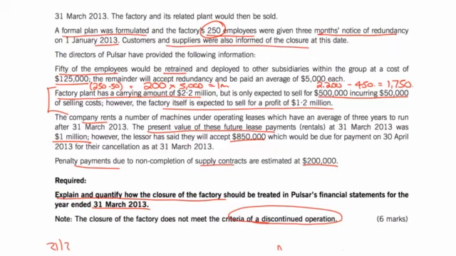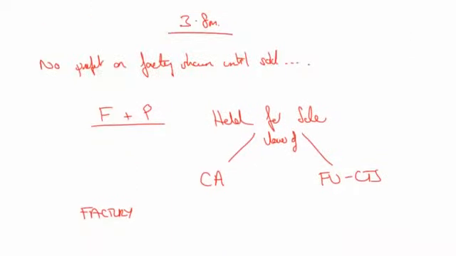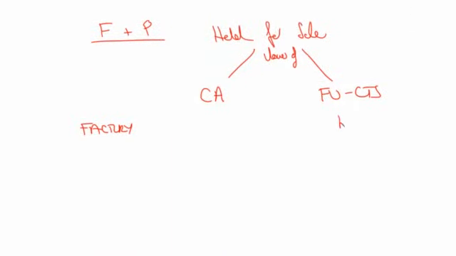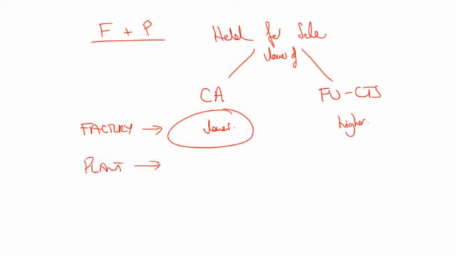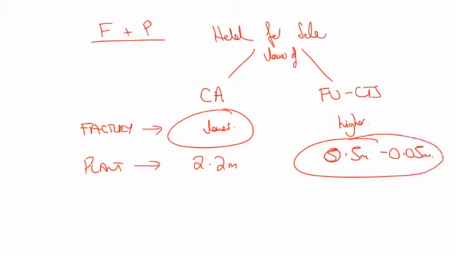So for the factory, the carrying amount is somewhere. The factory is expected to sell for a profit of 1.2 million. So if it's going to sell for a profit, this must be higher than this. So the factory will be shown at the carrying amount. Whereas the plant, he actually gives us figures, if you remember, it was 2.2 million and 0.5 million minus 0.05 million, fair value less cost to sell. So it will be valued at that figure, because it's always the lower of when you come to do held for sale. Okay, that's how you answer that.